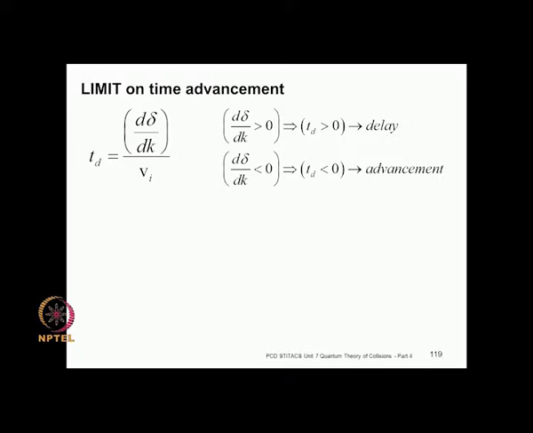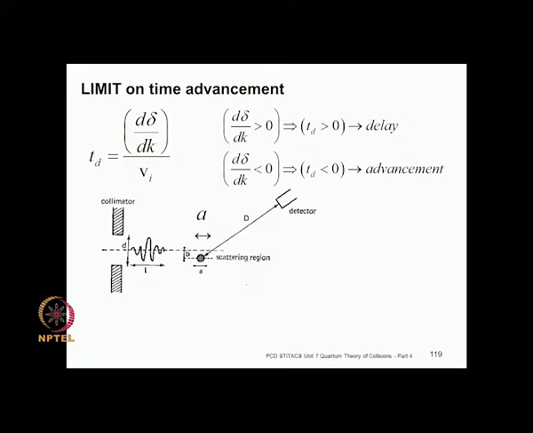So, d delta by dk will be negative, but how negative can it get? If you look at this picture, the incident wave is going to interact with the scattering region over a certain width a, and it takes a certain amount of time to cross that. So, the maximum time delay or time advancement in this case can at the most be a over v, it cannot be more than that, because otherwise causality will be broken.